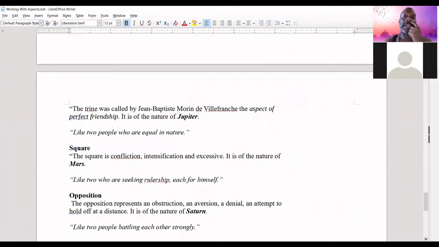And look at what they say, like two people who are equal in nature. So it's not talking about the quality, even though it's called the aspect of friendship, it's really saying two people are equal. They can do the same things. If they needed to compete, they would be at the same level. If they wanted to collaborate, they would be able to advance each other. So think of two really great musicians coming together.